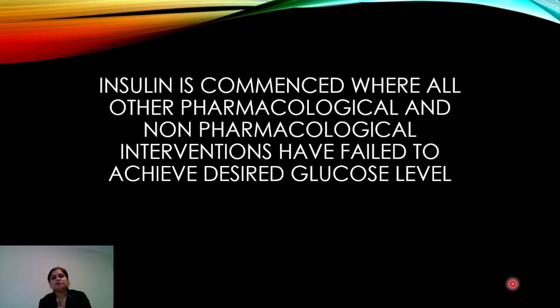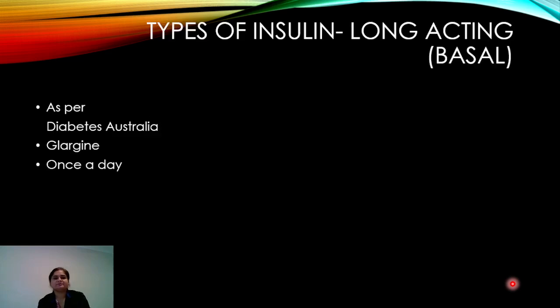So insulin is only commenced when all other therapies have failed. It is commenced where other anti-diabetic medications have failed to control the blood glucose levels, dietary modifications have also failed, and exercise has also failed to maintain the healthy blood sugar range. So in that instance, insulin is used or prescribed.